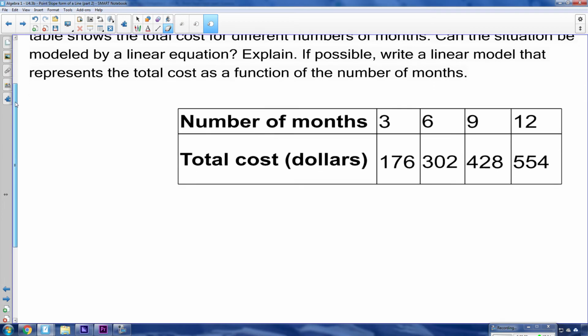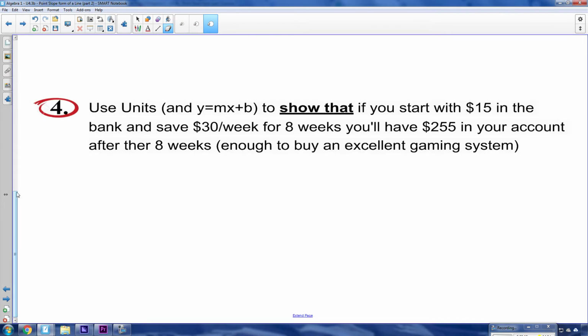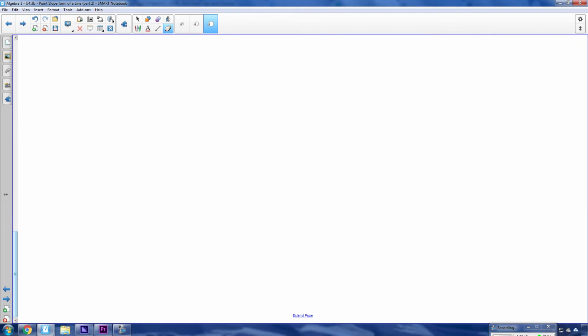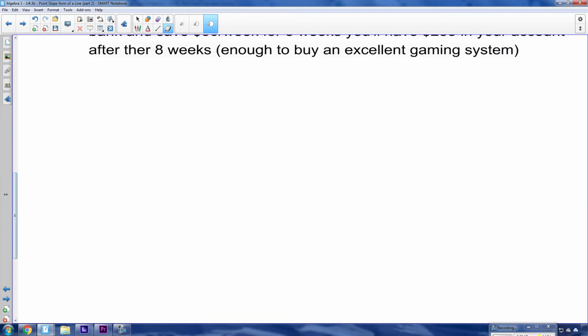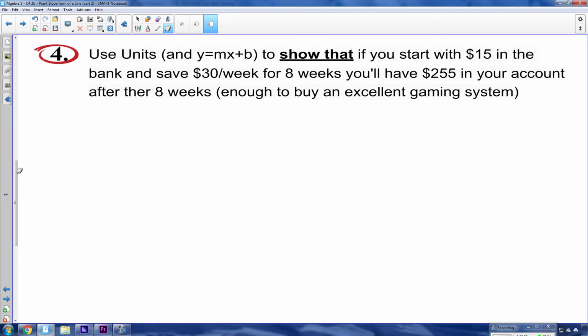Let's continue on. So the last thing we want to do is this part right here, this problem number 4. And what's the deal with number 4? Let's check it out. It says to use units to show that if you start with $15 in the bank and you save $30 a week for 8 weeks, you'll have $255. Now this is a problem I find really important. So how can we use units to show this?